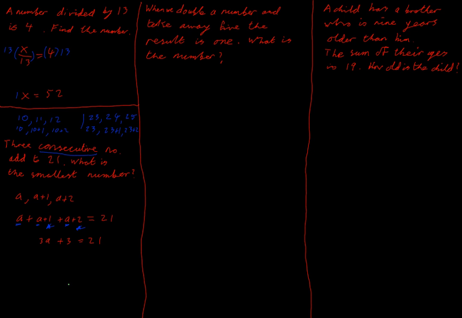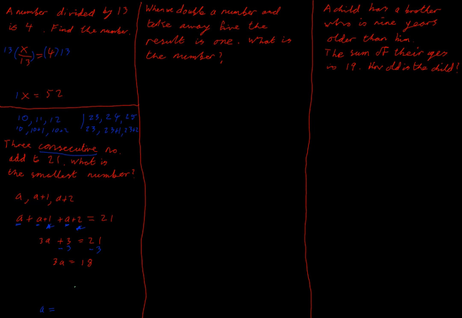Now I want to get a is equal to a number. That's my aim. So I want to end up with, at the end, a is equal to a number. So let's do that. We're going to subtract 3 from both sides because I don't want this 3 on the left hand side. I only want a. So I have 3a is equal to 21 minus 3 is 18.